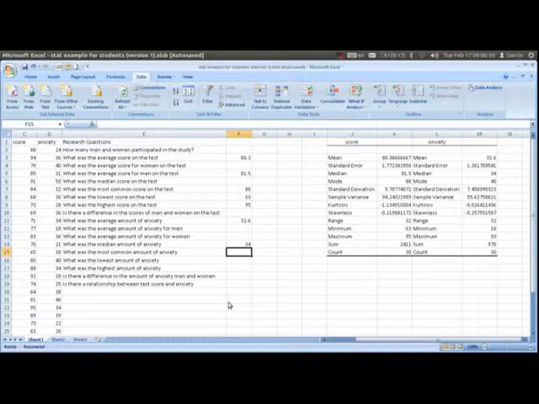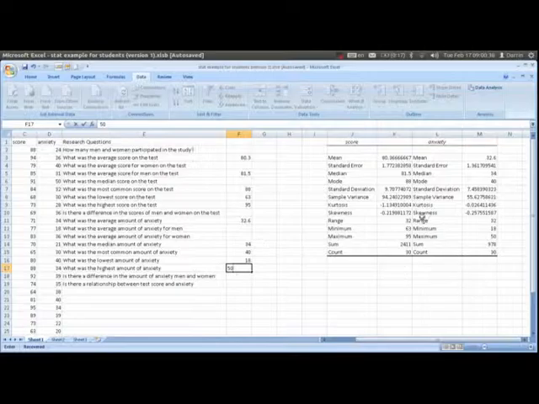What was the most common amount of anxiety? Again, that has to do with the mode. And you look right over here, it's 40. So we're going to put 40 right here, done. What was the lowest amount? Again, the lowest and the highest. We look over here at the minimum and the maximum, 18 and 50. And so there you can see that the majority of our questions are already answered with just a few clicks.